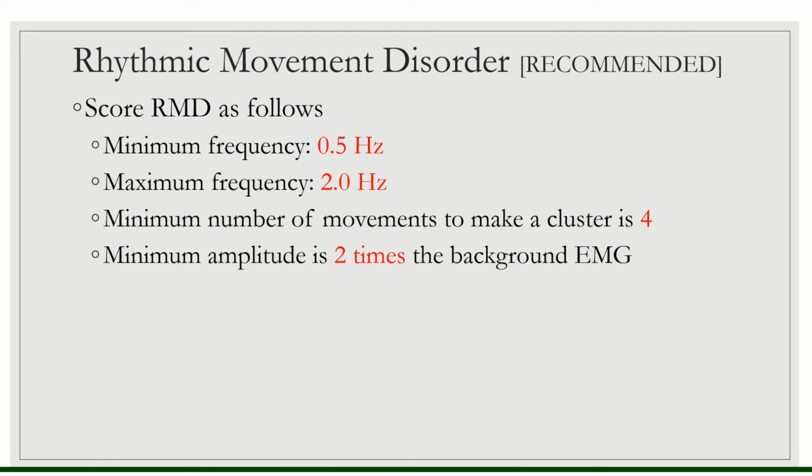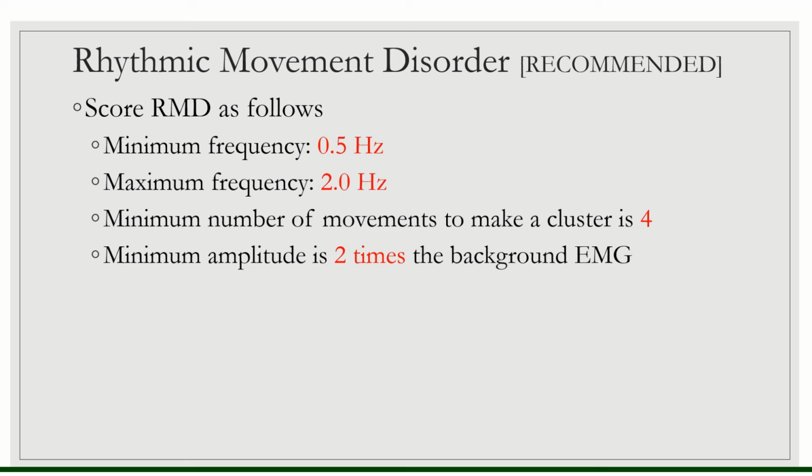But rhythmic movement disorder is recommended to score this. We're going to score rhythmic movement disorder as follows. Our minimum frequency is a half a second. Our maximum frequency is 2 seconds, or 2 hertz, should I say. Minimum number of movements to make a cluster. So this is called a cluster. It's 4. I don't know why they wouldn't just call everything a series just to simplify everything, but they didn't. So this is a cluster.